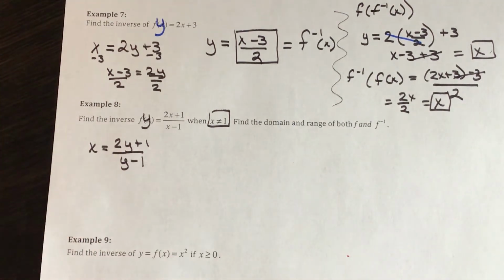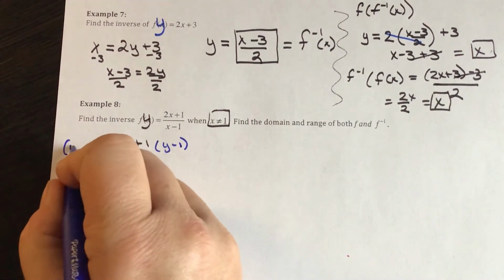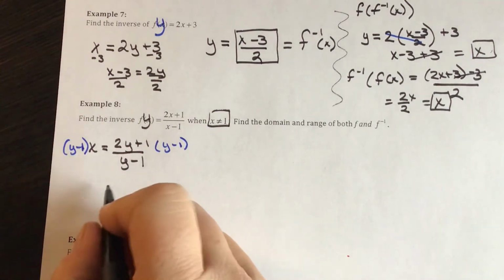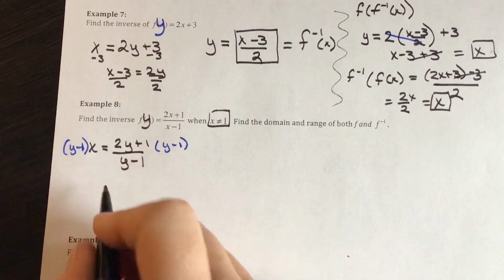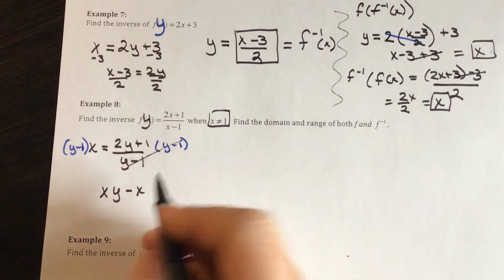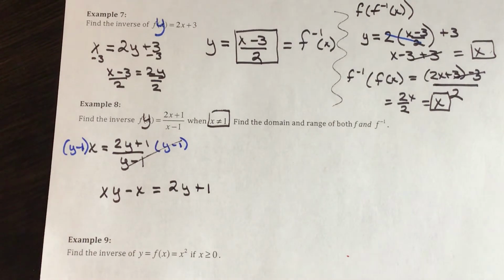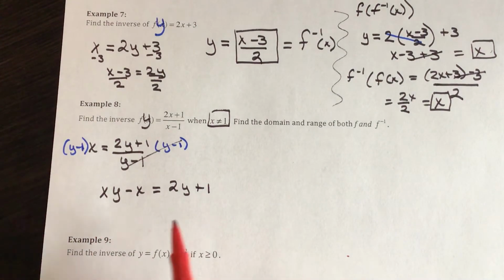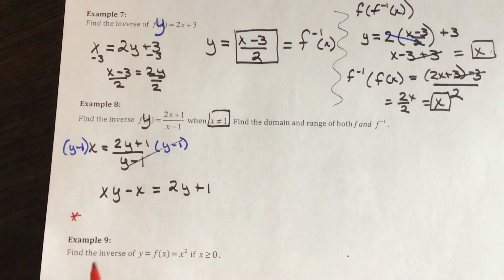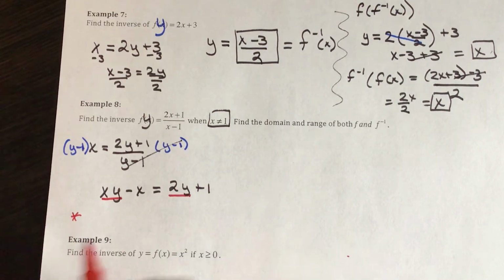So I'm going to do some manipulating here. I'm going to multiply both sides by y minus 1. And that will give me, I'm going to distribute here, xy minus x, and on this side they're going to cancel, and that equals 2y plus 1. So when I'm working with two variables and I'm solving for y, I want to get all my y terms, which are these, on the same side.